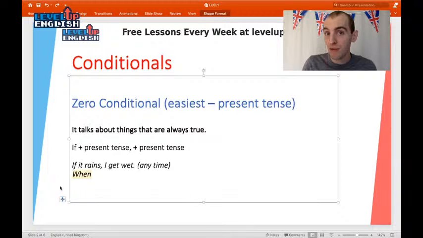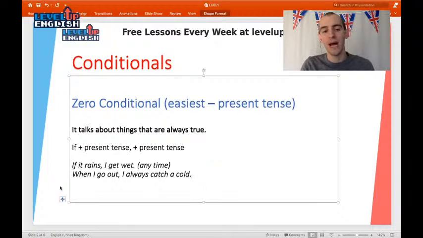So maybe for the rain example, when is more appropriate, because of course it will rain. It's not going to be sunny for the next 100 years, hopefully. So when I go out, I always get or catch a cold. So when I go out, I always catch a cold.